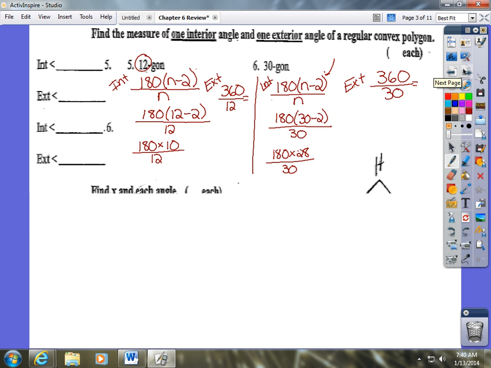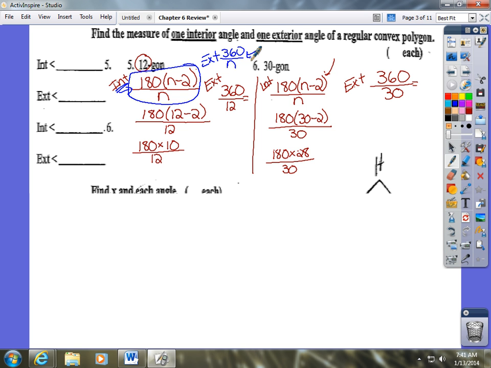Alright, we want the measures of one interior and one exterior angle. That means the last four problems, where we tried to find the sum of all of them. This time we only want one of them. So we're going to use this formula to find one interior angle. And then we're going to use 360 divided by the number of sides to find the exterior angle. Okay, this is the interior, this is the exterior. So set this up on your test for those problems. You're going to write down this equation for the interior and this equation for the exterior.